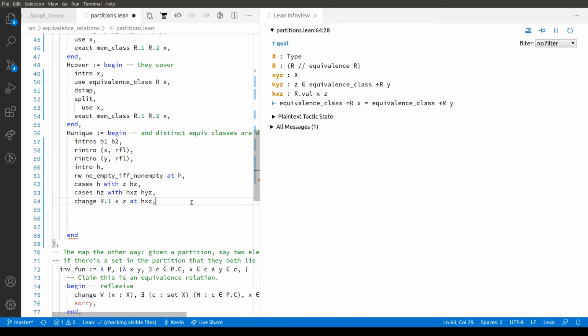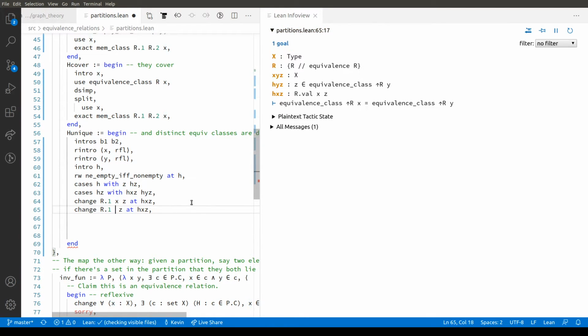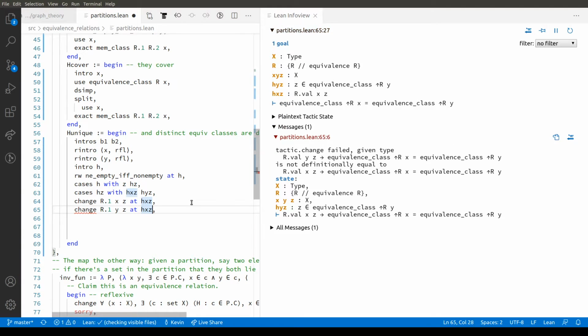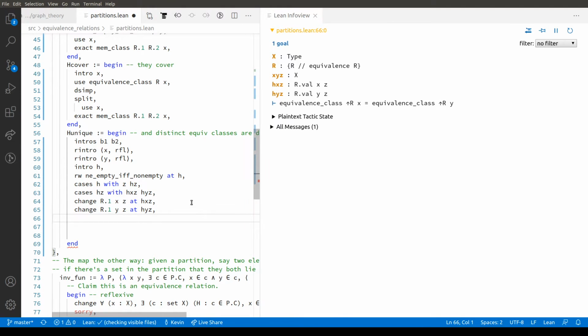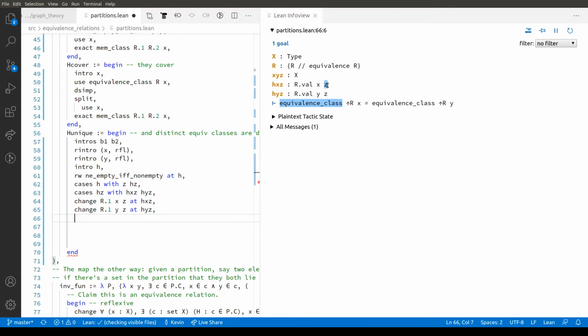There. Change r.1x, and similarly we can. Let's have a look and see what we've got. Yz at hyz. Let's see what this question actually says. So we know that x is related to z, and we know that y is related to z, and we want to prove that these equivalence classes are the same.